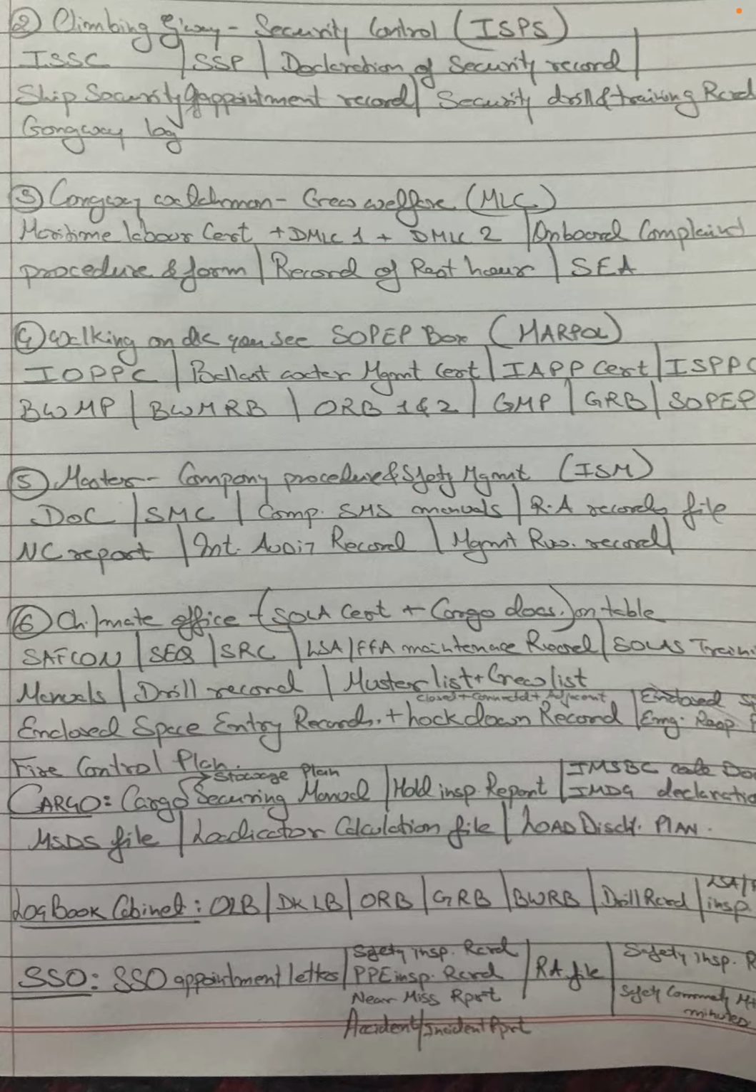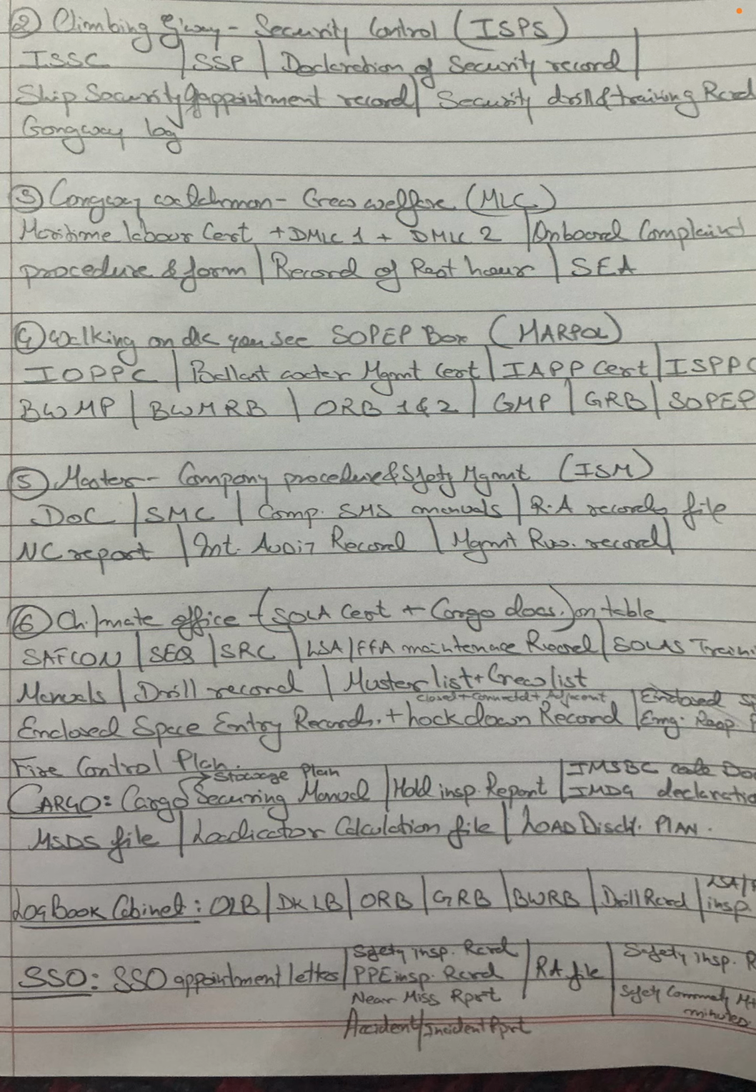Things related to the ship safety officer. Wait, it's not all. You are also the ship safety officer. So ship safety officer appointed by the company. So SSO appointment letter. What does he do? As an SSO, you will go on a safety round. So safety inspection record book.